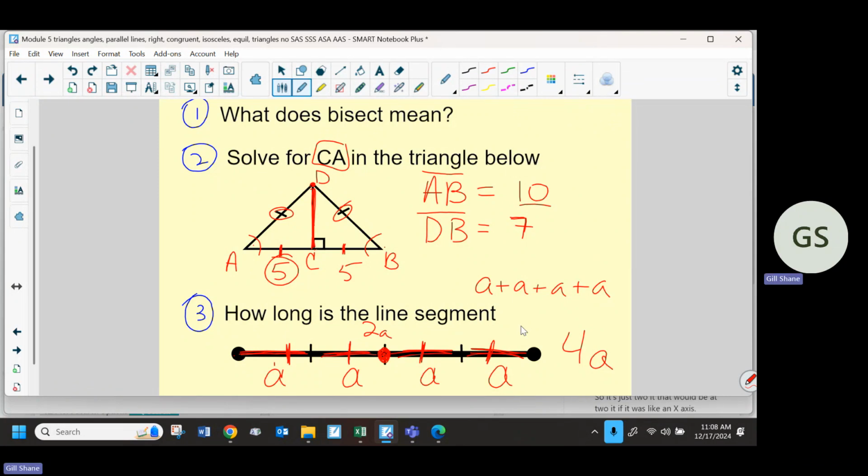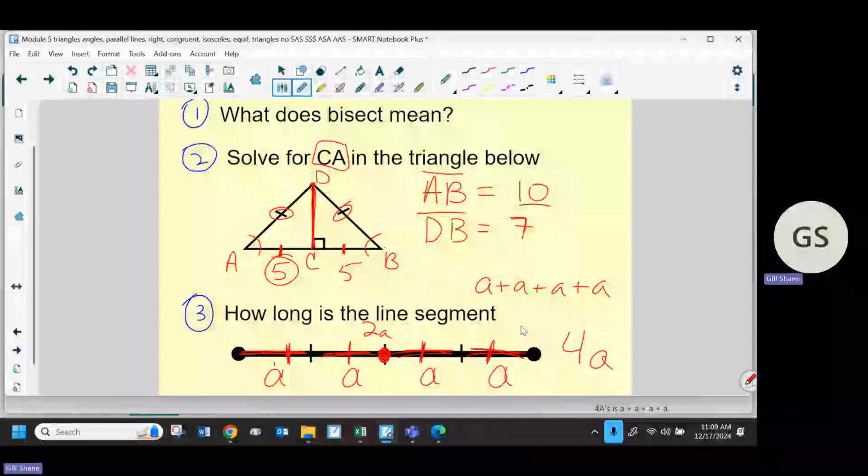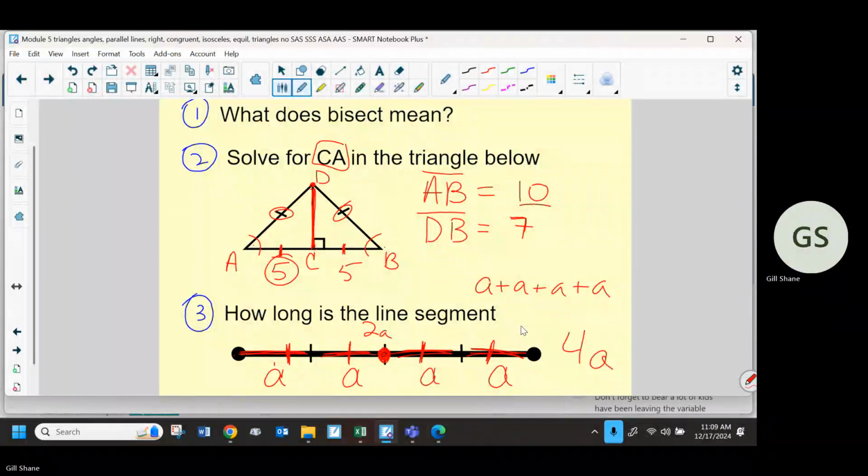So we treat them just like numbers. Just you're going to have a variable in it when you do the math. A plus A is 2, but then we still have the A in it, 2A. 4 A's is A plus A plus A plus A, 4A. Don't forget the variable. A lot of kids have been leaving the variable out.